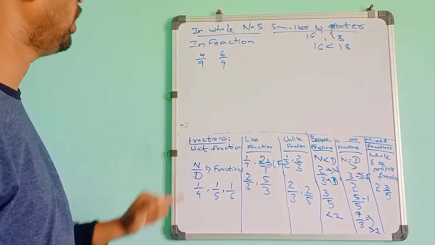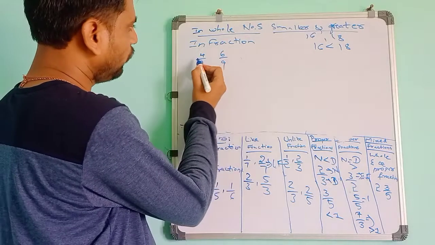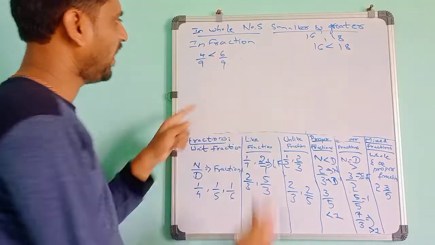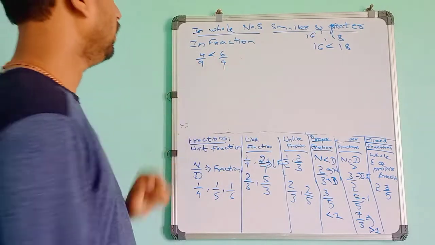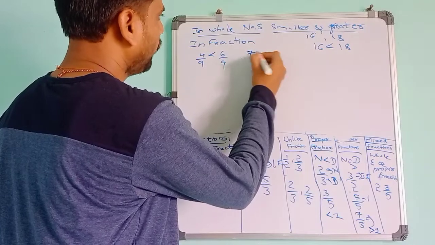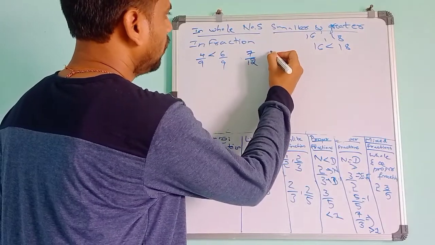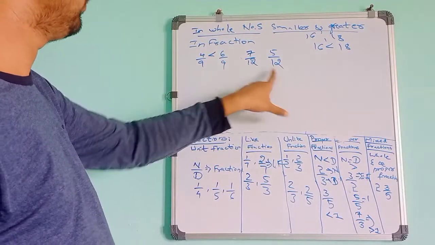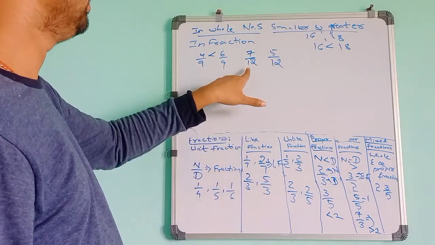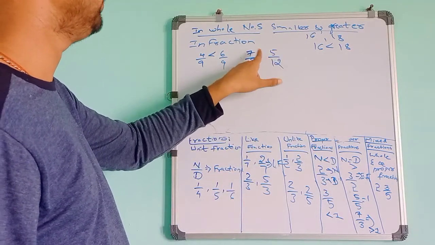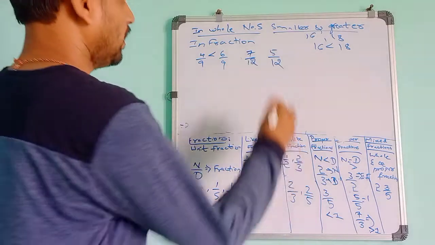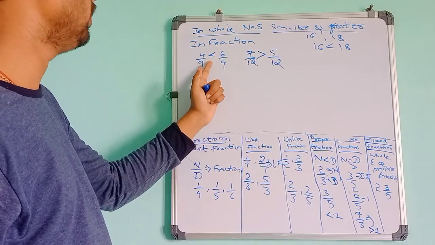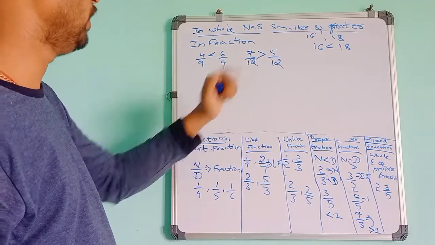Which is smaller and which is greater? The one with the greater value on the numerator will be the greater. So 4 by 9 is lesser than 6 by 9. Again, take the example 7 by 12 and 5 by 12. Here 12 is the denominator in both, so in like fractions the fraction with the greater numerator is the greater fraction. Here 4 is lesser than 6, so 6 by 9 is the greater value.